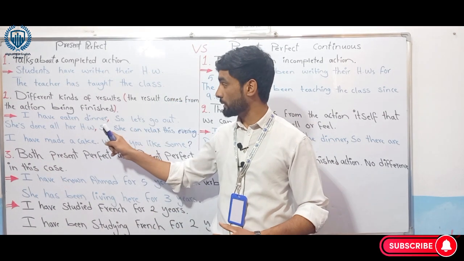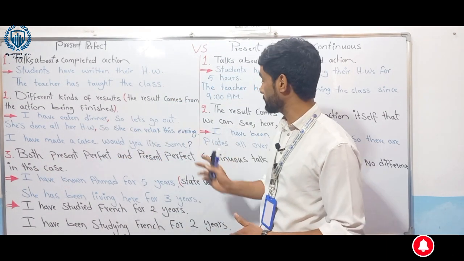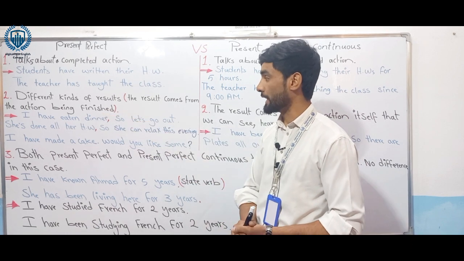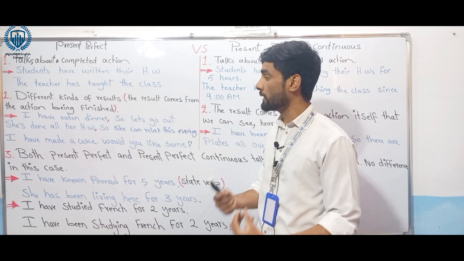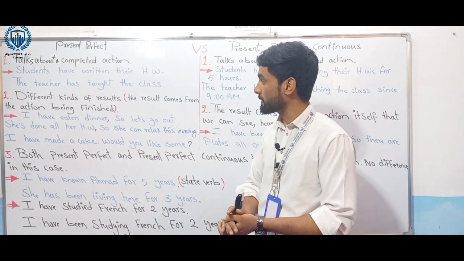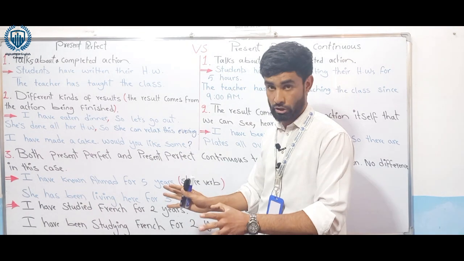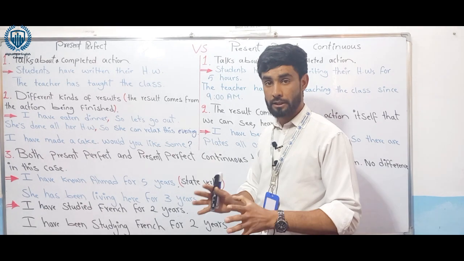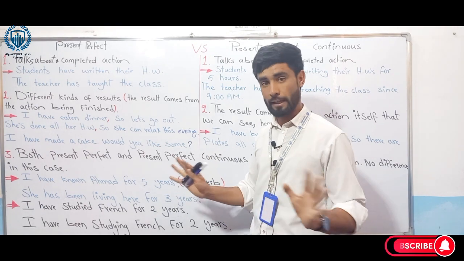Look at the example with present perfect and the example of present perfect continuous tense. I have eaten dinner, so let's go out. So the result comes from the action which is finished. The action is finished and it means we can go outside. I have eaten the dinner, I'm ready to go outside.